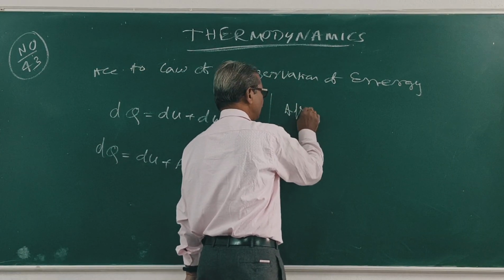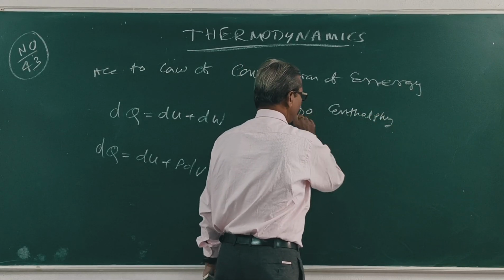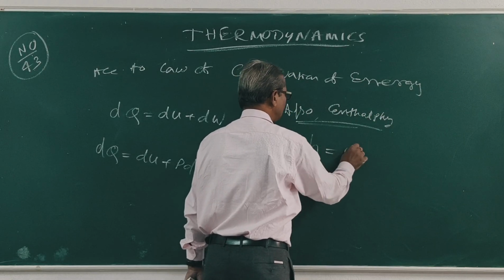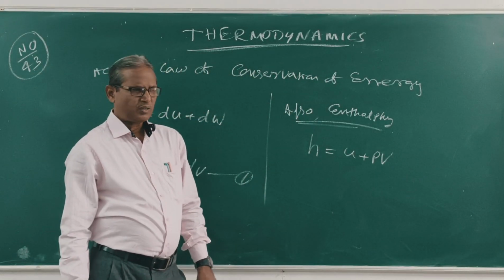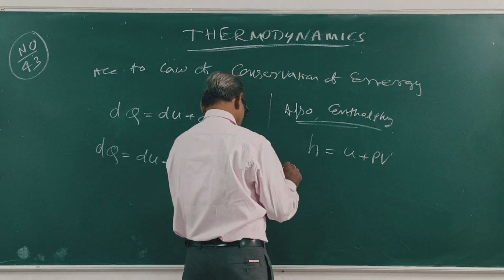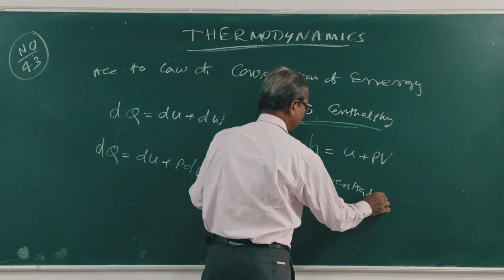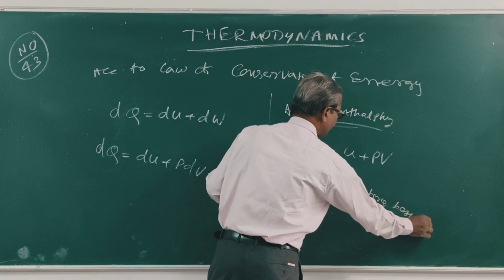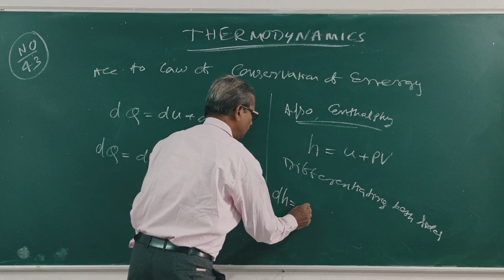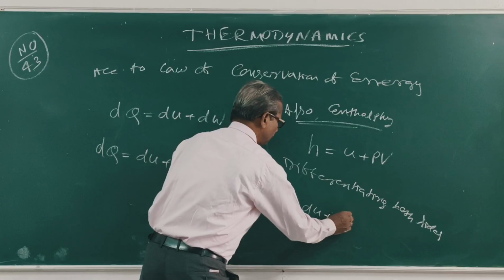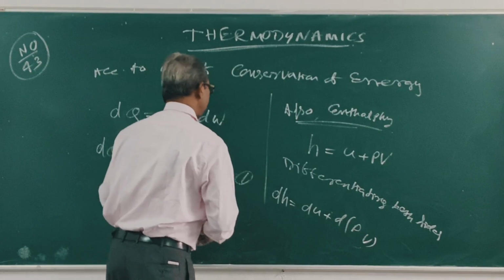Also, enthalpy. What is H equal to? H is equal to U plus PV. Differentiating both sides, what is dH equal to? dH is equal to dU plus d(PV). Clear?